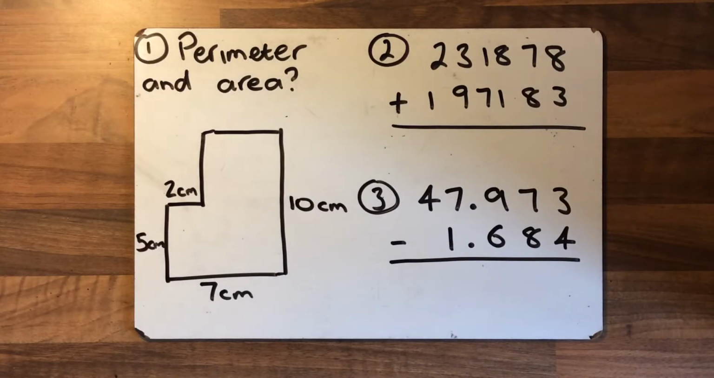Right, come on Year 6, it is time for your maths starter today. So number 1 is recapping what we did last week, looking at the perimeter and area. So find the perimeter and the area of the shape. So you'll need to find the two missing sides first.